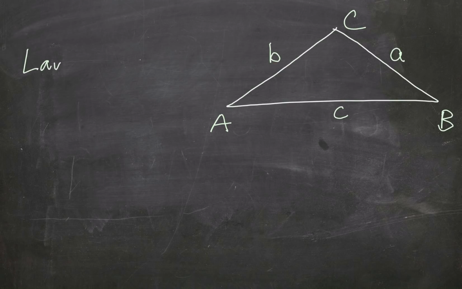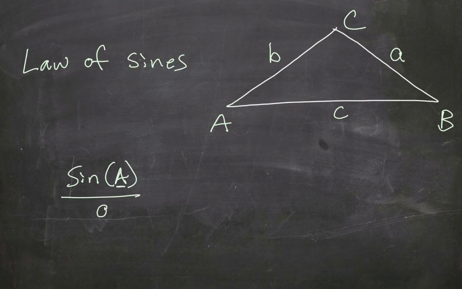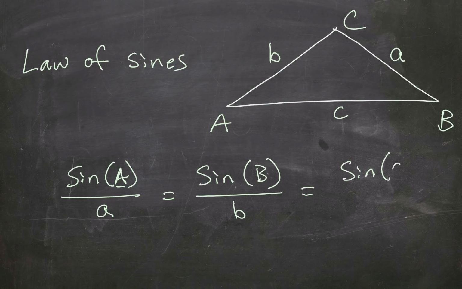So here we have the law of sines. And the law of sines simply states this. If you take the sine of angle A, remember inside the parentheses we always put our angle, over the side across from A, that's equal to the sine of B, angle B that is, over the side little b. And we can extend it further if we want and say that equals the sine of C over little c.